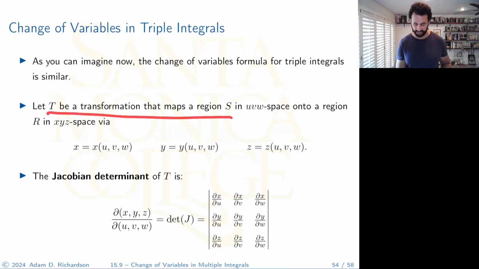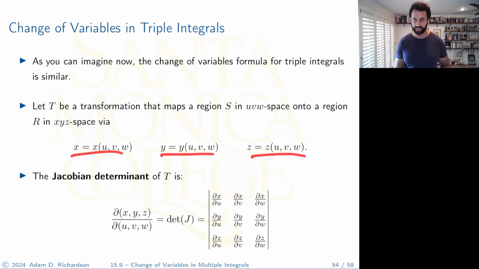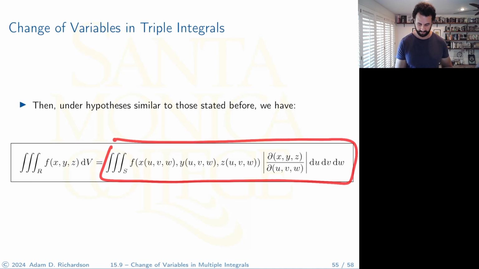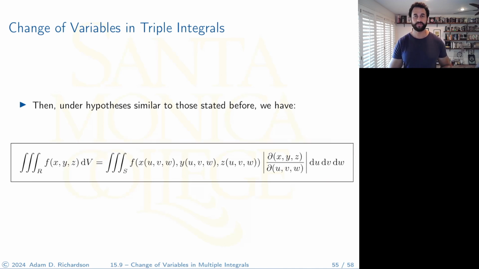Let T be a transformation that maps S onto R. But now we're in 3 dimensions, so we've got a UVW space, and we're mapping into an XYZ space. Here are the parametric equations. The Jacobian determinant is denoted this way, except now there's 3 variables. It's the determinant of that, given by this. There we go. And then under similar hypotheses to what we saw before, this is what the change of variable looks like. Boom. So there it is.